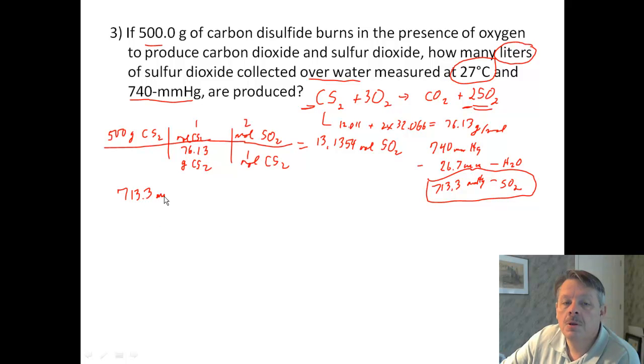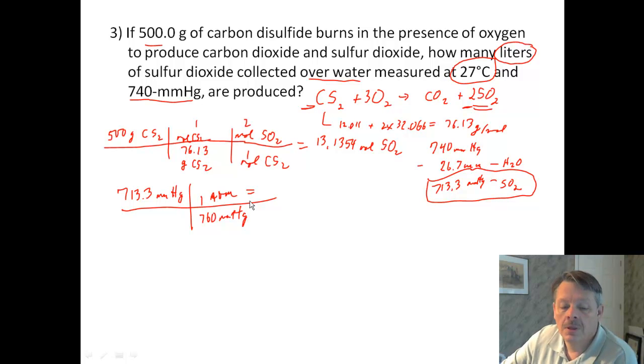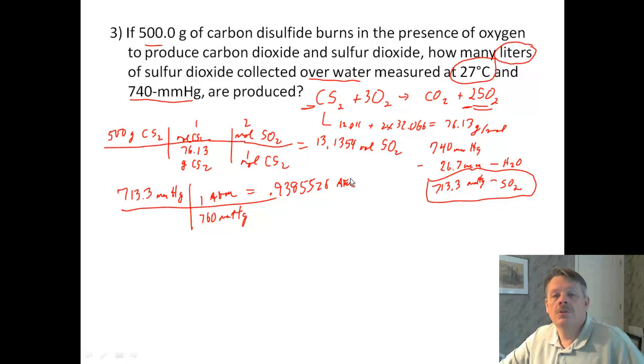So let me convert the 713.3 millimeters of mercury into atmospheres, and I do that by dividing by 760 millimeters of mercury in 1 atmosphere. And when I do that, I get 0.9385526 atmospheres. Again, guys, I understand that I can't hold all those sig figs, but I'm going to do it now anyway, just because it's easier. Okay. All right, let's see. What do I get?